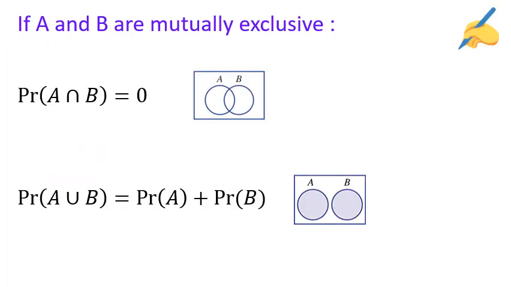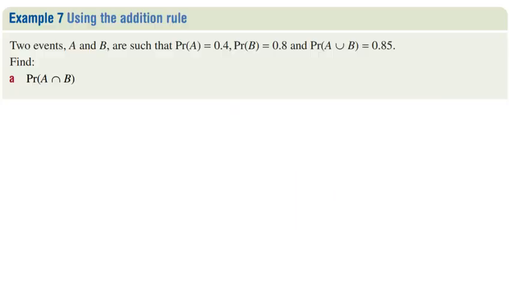Please copy this into your books. If A and B are mutually exclusive, then the probability of A and B equals 0. That's like saying this middle section here is 0. Also, if A and B are mutually exclusive, then the probability of A or B equals the probability of A plus the probability of B. If they're mutually exclusive, we don't need to subtract the middle part because there is no both. There's no section where there's an overlap. This example is similar to a few that are on the test.